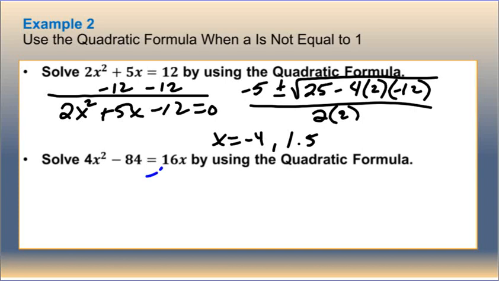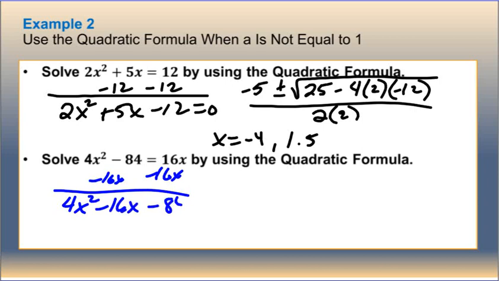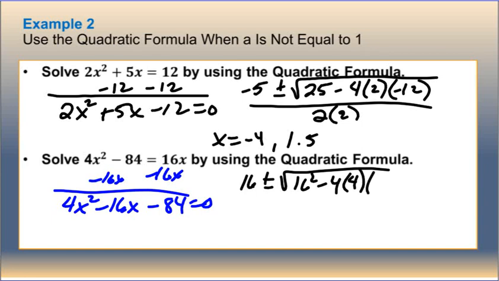Next, subtract 16x on both sides, and I'm now left with 4x squared minus 16x minus 84 equaling 0. Actually, before we grab our calculator, let's write the formula. So it'll be the opposite of negative 16, which is 16 plus or minus the square root of 16 squared minus 4 times a, which is 4, times c, which is negative 84. Divide that by 2a. My a is 4.